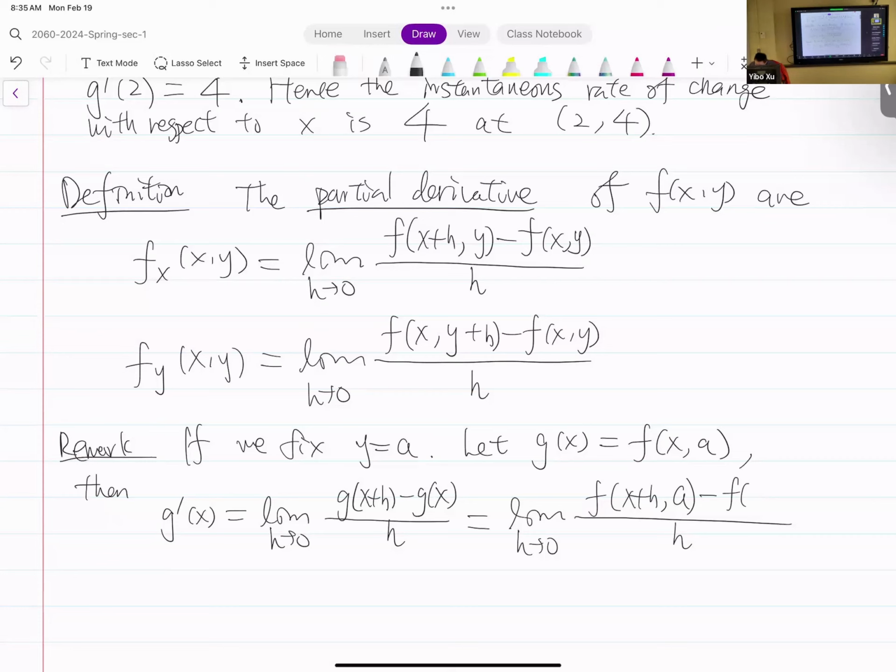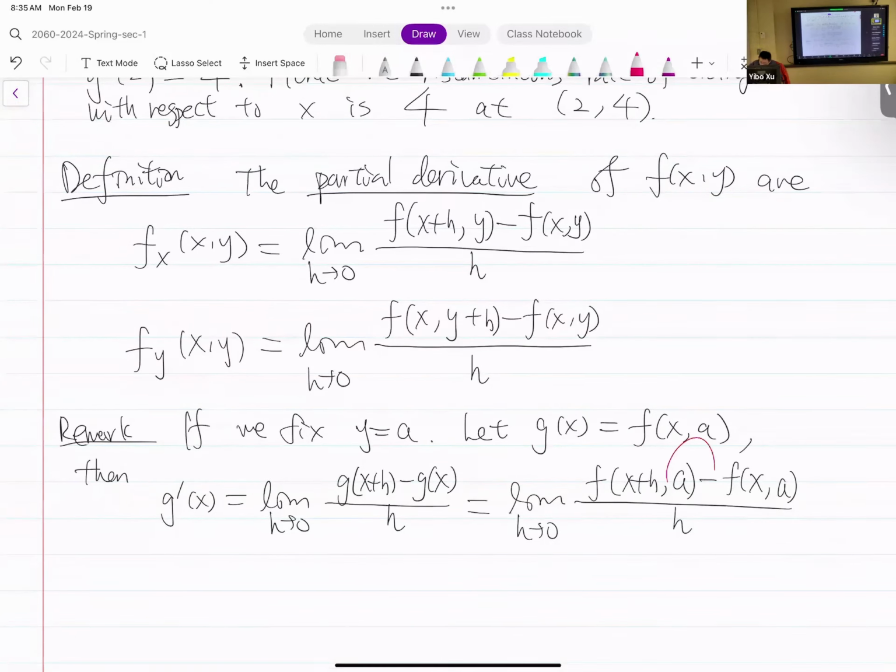So here, you somehow have to concentrate a lot when you're writing the command. So g of x, that's 7 g of x. So basically, okay, this f of x, a, where my y value is still fixed. Okay? That's it.